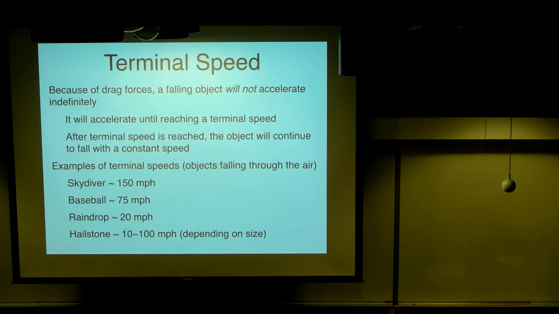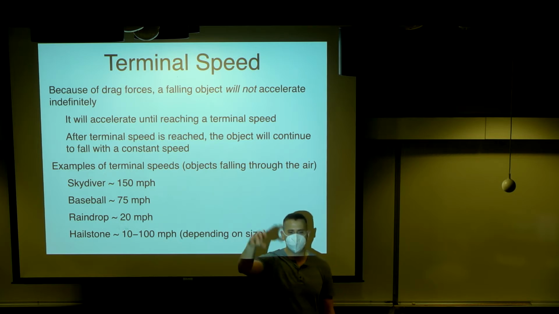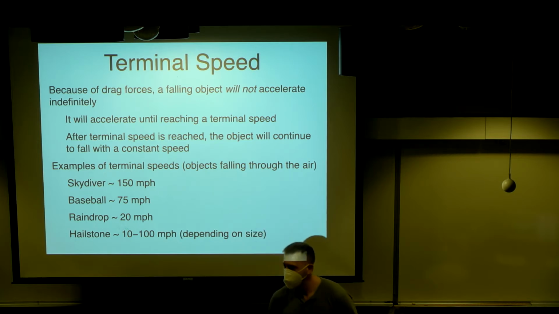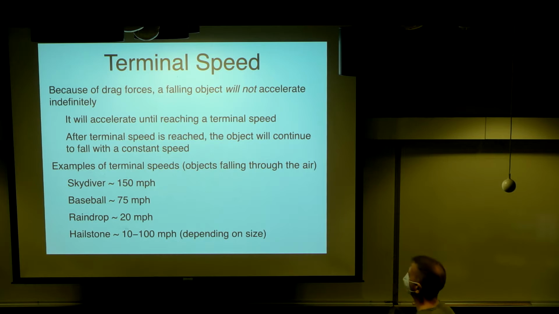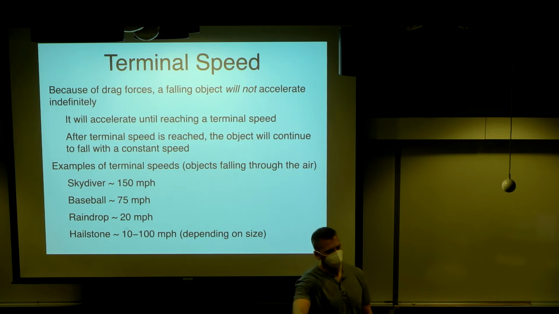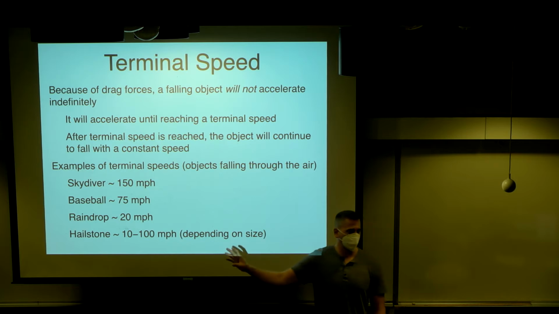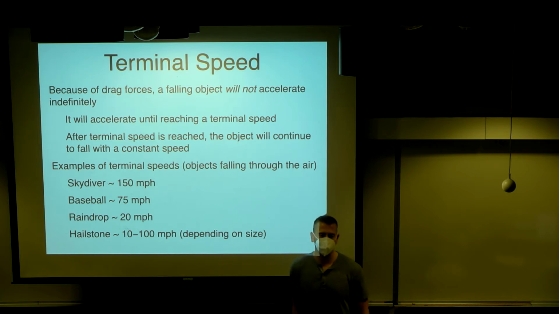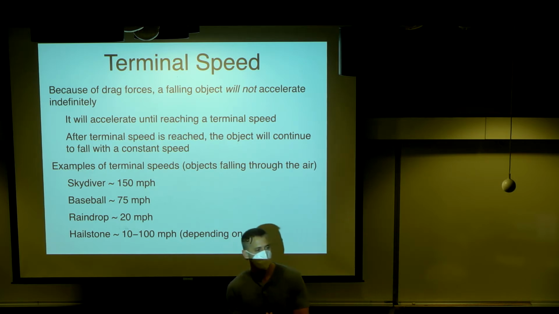So again, I'm just going to reiterate the point. Because of drag forces, falling objects don't just accelerate to the ground indefinitely. They eventually reach that terminal speed. And once that terminal speed is reached, you're no longer accelerating, you just continue moving down at that terminal speed. So now I'm just going to show you some examples of typical values for terminal speeds. We're talking about an object falling through the air.